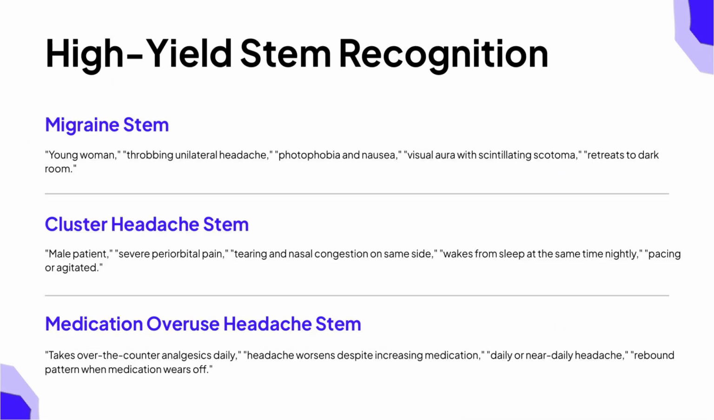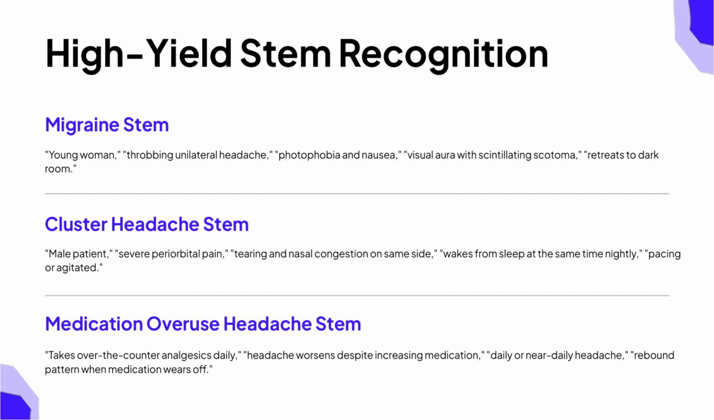Let us look at the classic stem patterns you will encounter. For migraine, the stem will describe a young woman with throbbing unilateral headache, photophobia, nausea, and visual aura. She retreats to a dark room. For cluster headache, expect a male patient with severe periorbital pain, tearing and nasal congestion on the same side, who wakes from sleep at the same time nightly and is pacing or agitated.